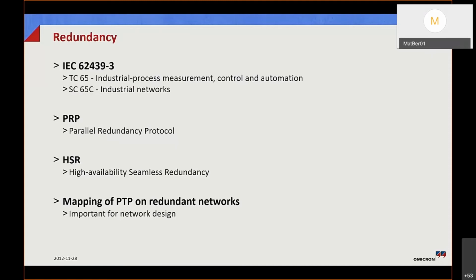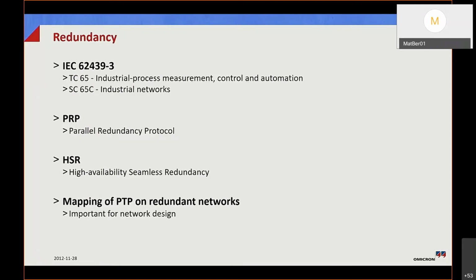On the industrial network side, there were redundancy protocols developed inside the standard 62439. In part 3, we had the PRP and HSR protocols defined: Parallel Redundancy Protocol and High-availability Seamless Redundancy. These two protocols are basically very different from each other. The one is a duplicated network, the other one is a special ring structure.